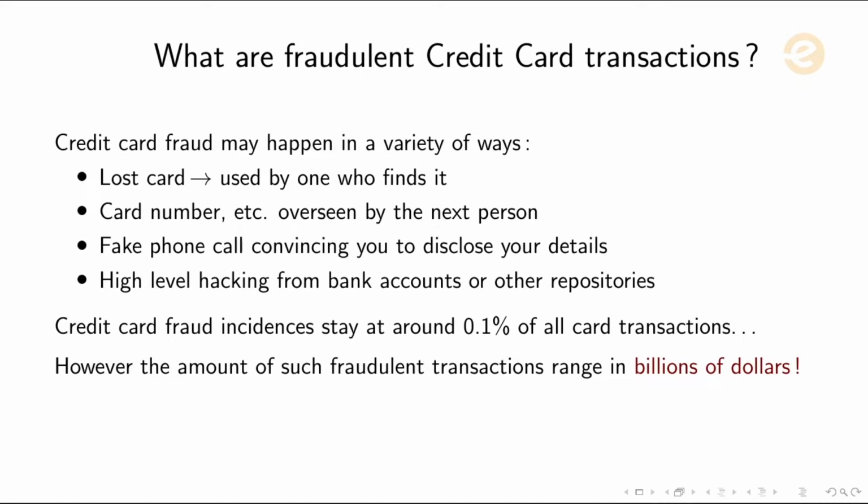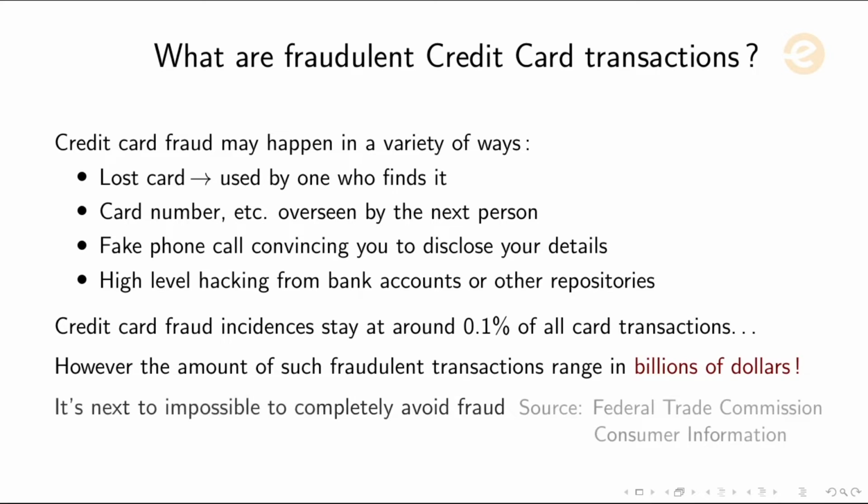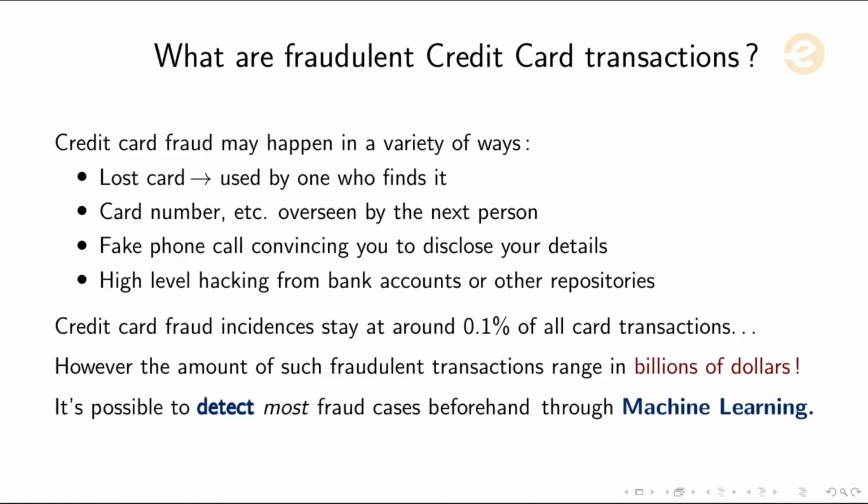So this gives us an impetus, a kind of motivation, for why we need to build a model that can prevent that billion-dollar loss by detecting frauds very effectively. Now, the US Federal Trade Commission even admits that it's next to impossible to completely avoid fraud. But it is possible to detect most fraud cases beforehand if we can build a very effective machine learning model, and we can have our computer learn which of those millions of transactions are frauds and which of those are legitimate. So that is what we are going to do in this real-life project.